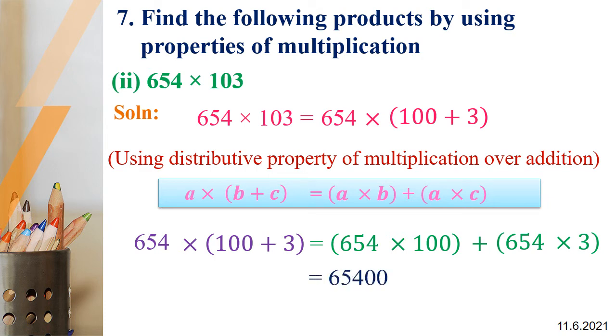Therefore, 654 × 100 we get 65,400, plus 654 × 3 we get 1962. Now we will add these two values. So we get 67,362.